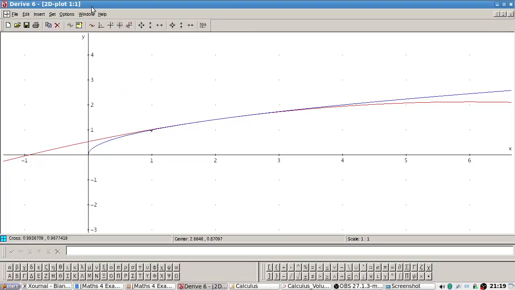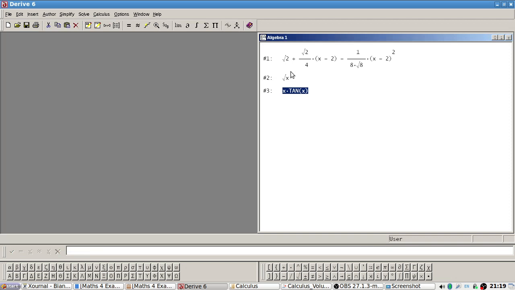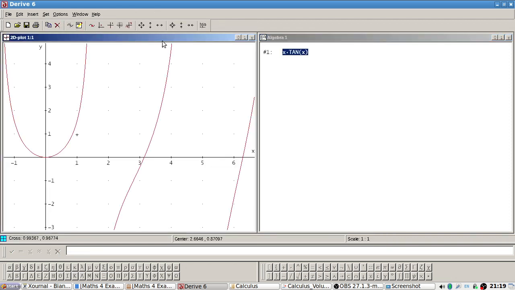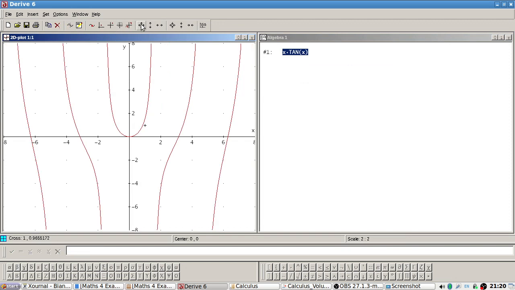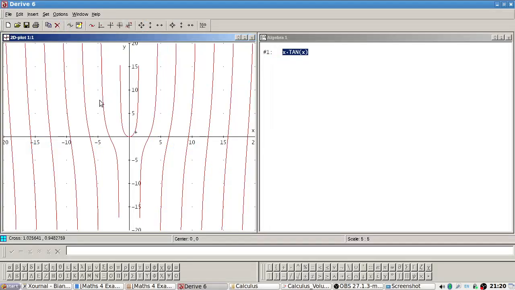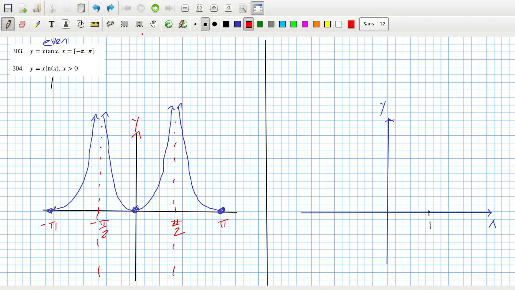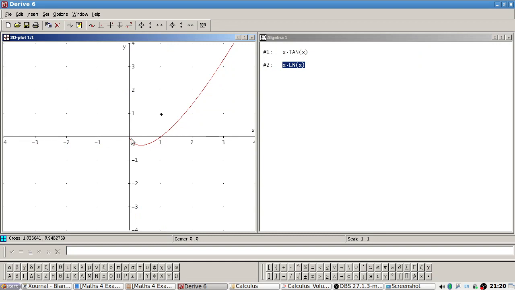X tan x. Yeah, that's basically what I drew. And then x log x. Yeah. Oh. Okay. I jumped the gun a bit on that one. All right. I just jumped the gun a little bit.